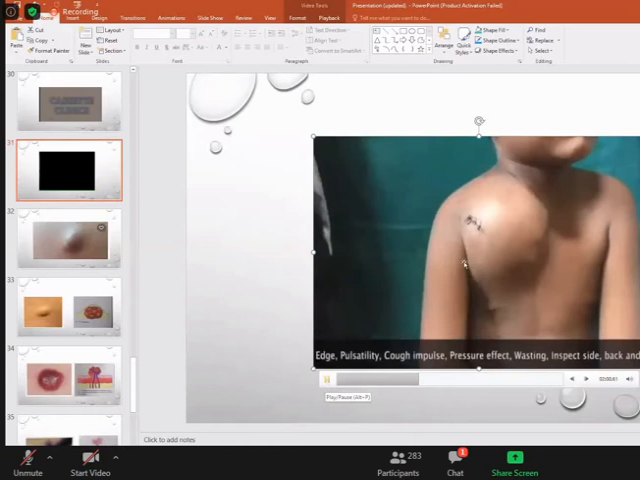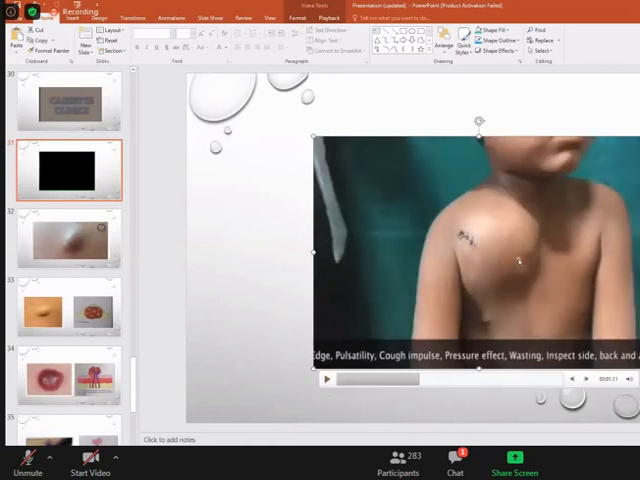Are you watching these prominent veins here? This is a scar mark. And we have seen that there are no visible pulsations over the skin compared with the normal skin, other than this scar site.